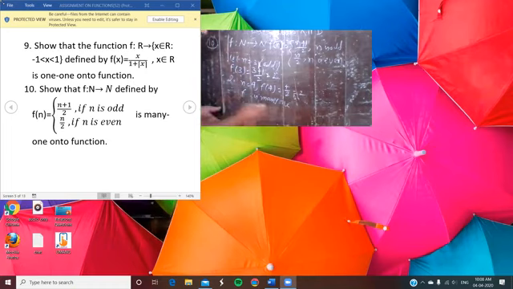Just many-one only, right? Because f is written here. So f is many-one. So it's proved that f is a many-one function with the help of an example. Now, how do you prove it is an onto function?